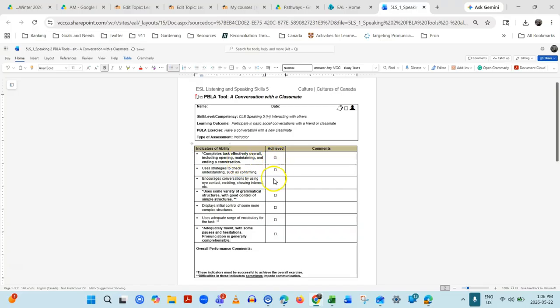So they would have to achieve these 3 and 4 other ones. So this one. So this would be 1, 2, 3, 4, 5. So in this case, this student would have achieved this assessment because they achieved 5 out of 7 indicators as well as the bolded indicators.